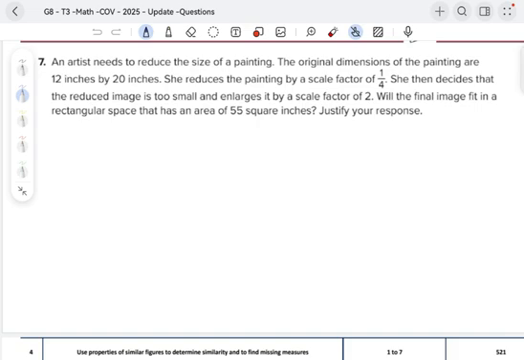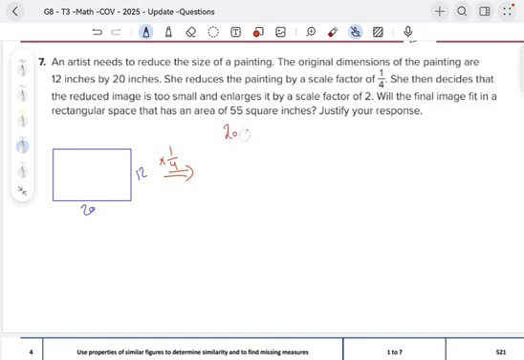Now let's go for question number 7. It's similar to question number 6. It says an artist needs to reduce the size of a painting. The original dimensions of the painting are 12 by 20 inches. This is the original dimensions. We have 20 by 12 inches. She reduced the painting by a scale factor of 1/4. So the scale factor is 1/4. We're going to multiply the length and the width by 1/4.